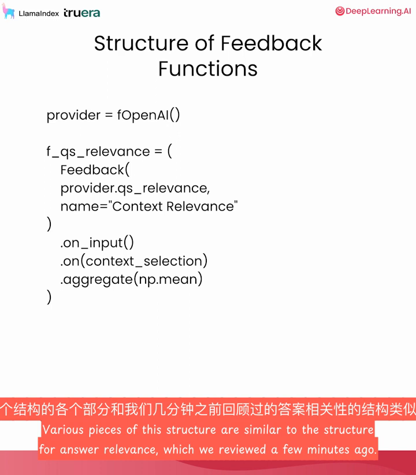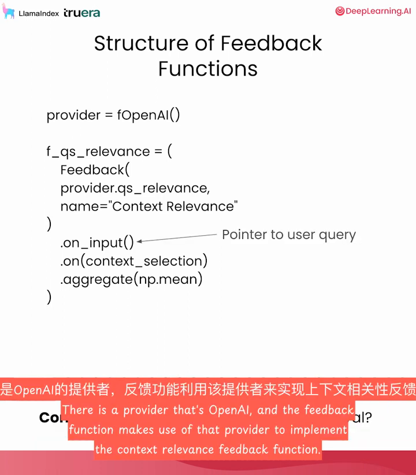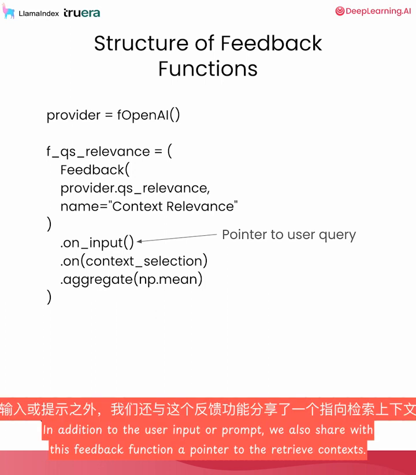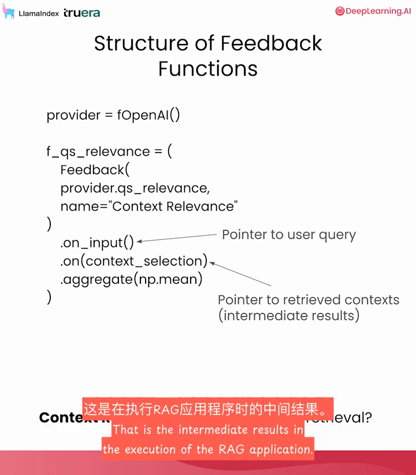Various pieces of this structure are similar to the structure for answer relevance, which we reviewed a few minutes ago. There is a provider, that's OpenAI, and the feedback function makes use of that provider to implement the context relevance feedback function. The differences are in the inputs to this particular feedback function. In addition to the user input or prompt, we also share with this feedback function a pointer to the retrieved contexts. That is, the intermediate results in the execution of the RAG application.